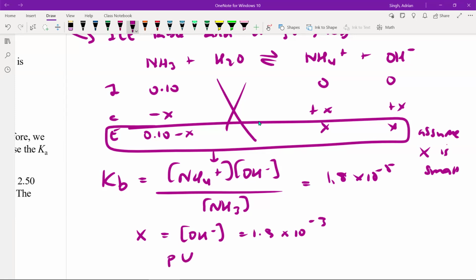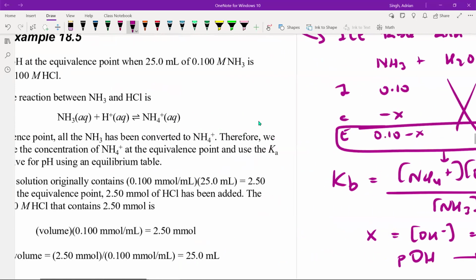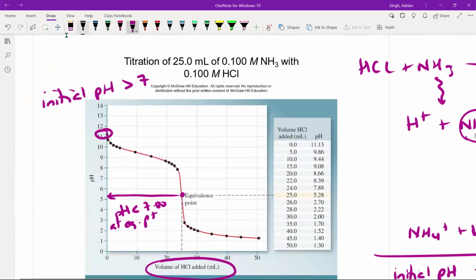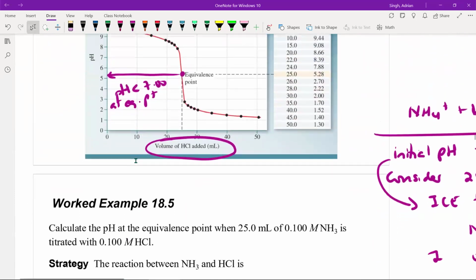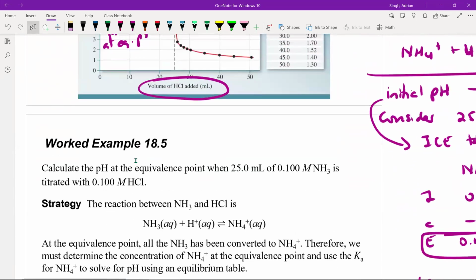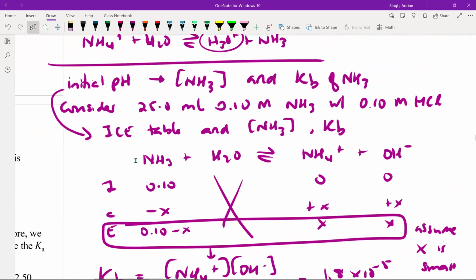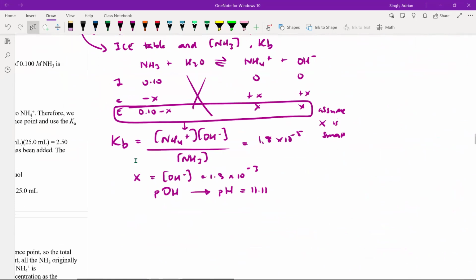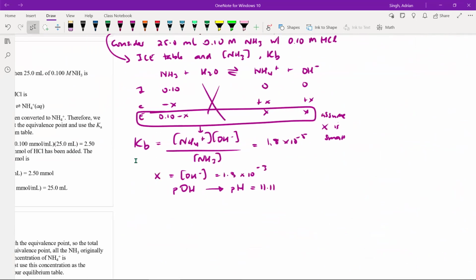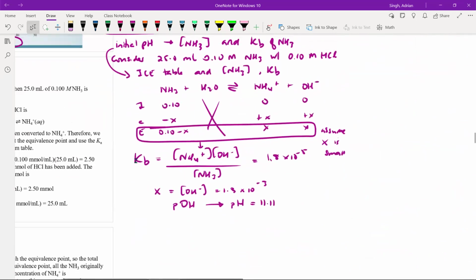Then I can determine the pOH from this, and as a result determine the pH, which is equal to 11.11. So the initial pH, like we said before, is greater than 7, because we're using a weak base. Before we add any acid, it's just an equilibrium problem using an ICE table, the concentration, and the Kb value for that weak base. At the equivalence point, let's do a quick one here.